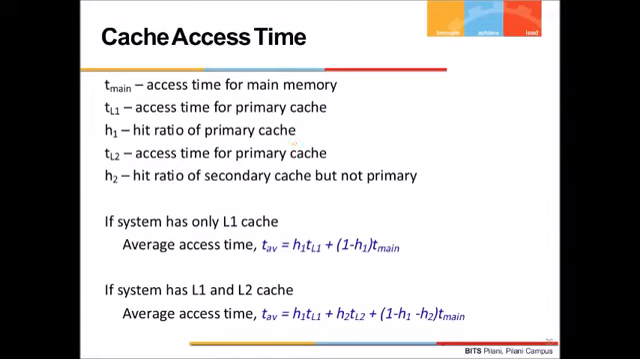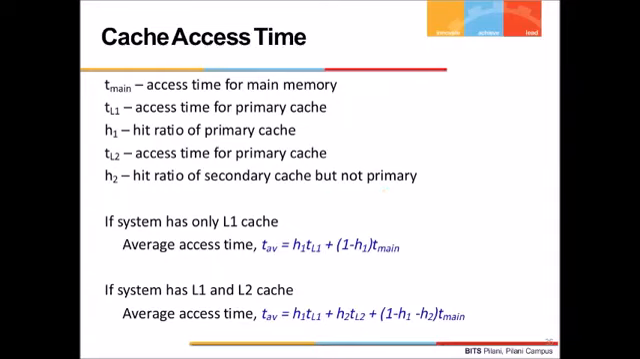Okay. So similarly, TL2 is the access time of the secondary cache. Sorry, there is a typo, it is the secondary cache. And H2 is the hit ratio of the secondary cache, but not the primary. It means if it is not available in the primary, what is the hit ratio? It is a conditional hit ratio, you can see.